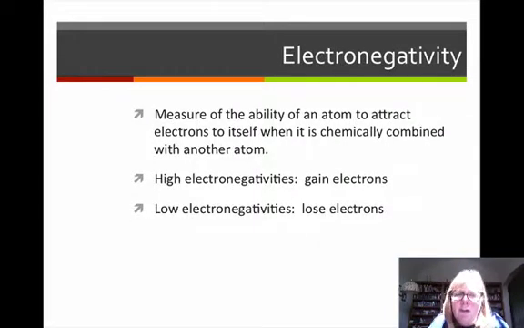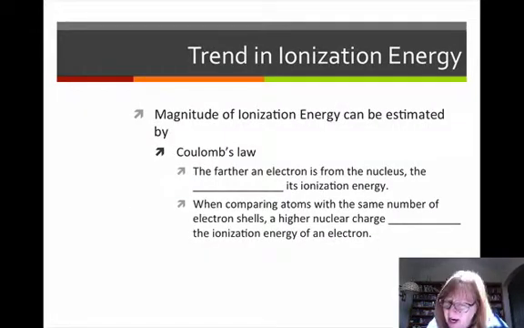And so the general trend for ionization energy is that as you go down a group or a family, the ionization energy goes down, because the electrons are farther from the nucleus. As you go left to right, the nuclear charge is going up, and the ionization energy also goes up.